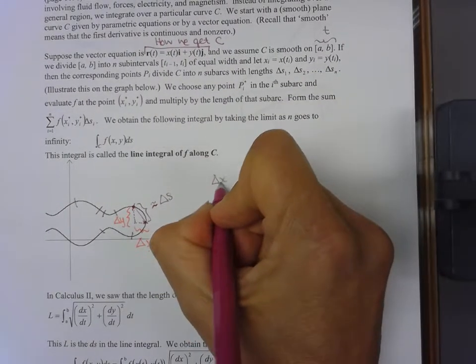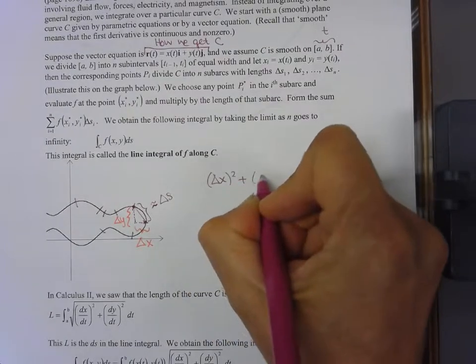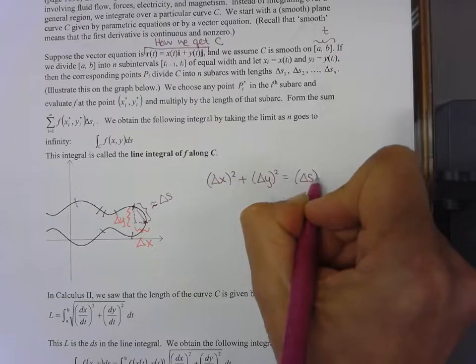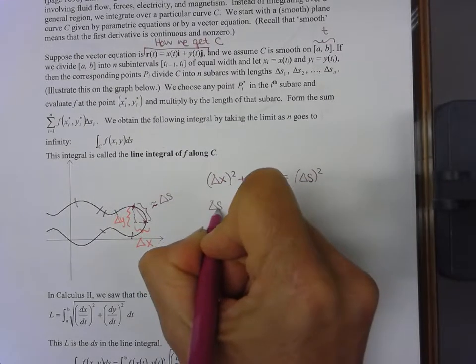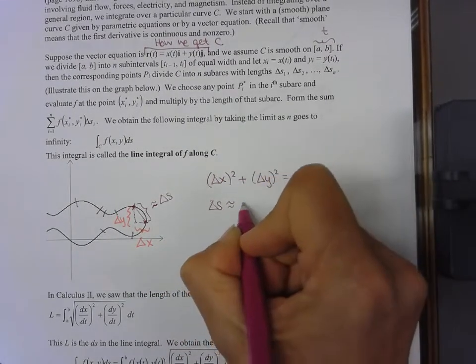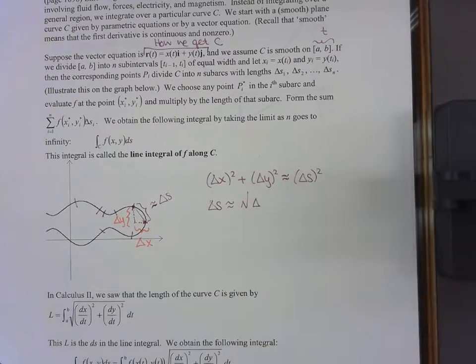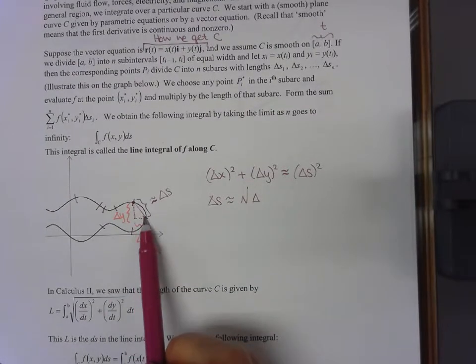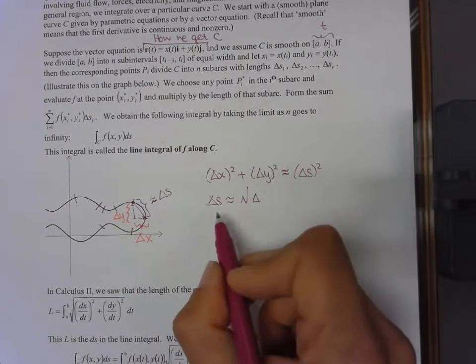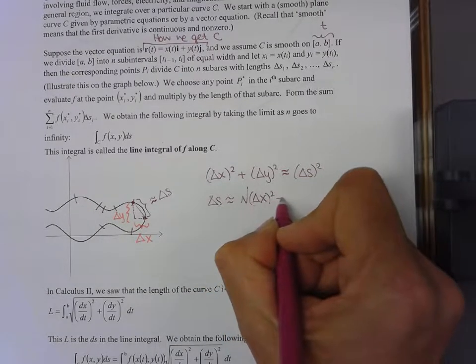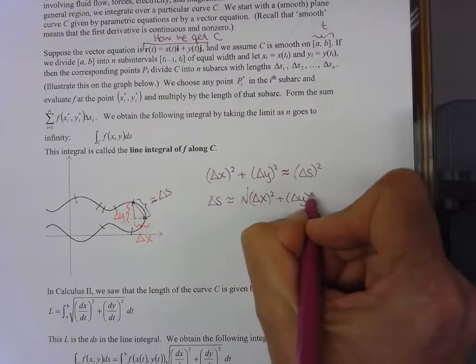And so we would get delta x squared plus delta y squared equals delta s squared. So delta s is approximately, and I should say this is approximately delta s, right? I'm using the hypotenuse to approximate that. So delta s is approximately the square root of delta x squared plus delta y squared.